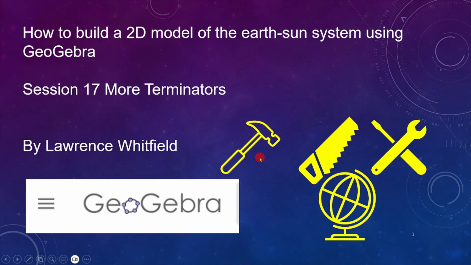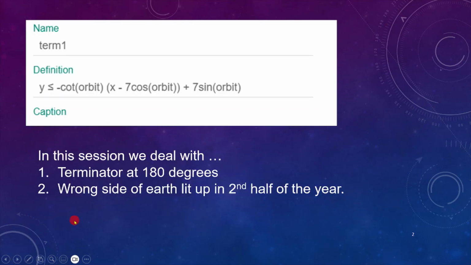Welcome to session 17, where we're going to finish off our remaining two terminators. In this session, we deal with the terminator at 180 degrees to make up for the fact that the cotangent will be undefined there. And as we saw previously, in the second half of the year, the sun is shining on the wrong side of the Earth. So we're going to fix that up as well.